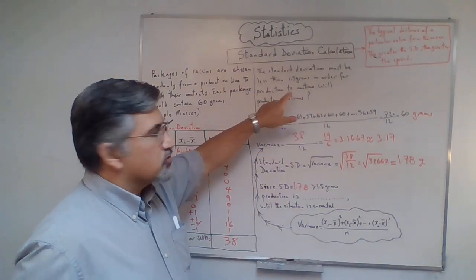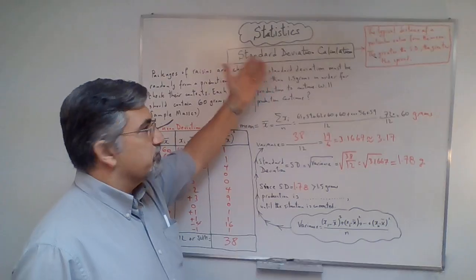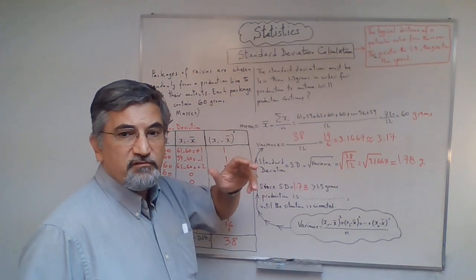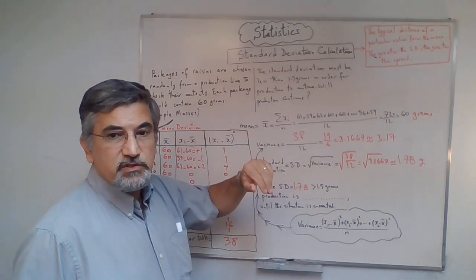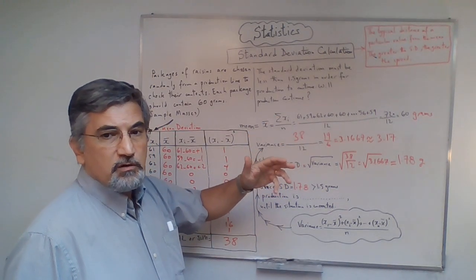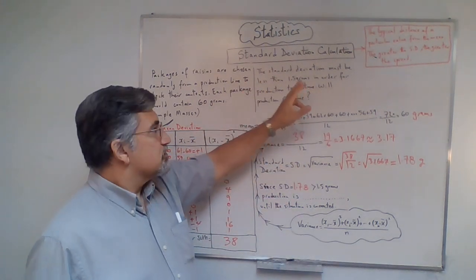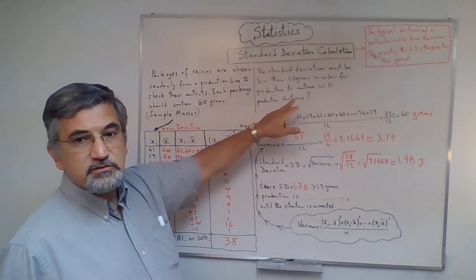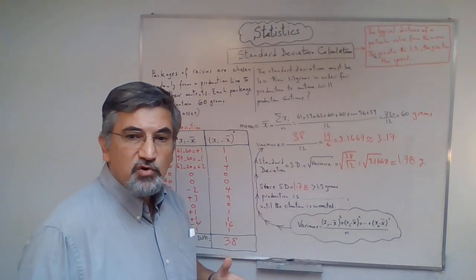In order for the production to continue, that's the quality control standard. Maybe the city or the province has this standard for all the factories that are producing packages of raisins, for example. So there's a standard. It says that the standard deviation must be less than 1.5 grams. Otherwise, something somewhere in this factory is not working properly.